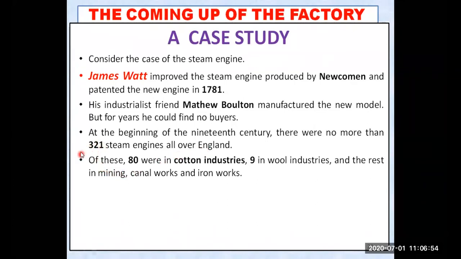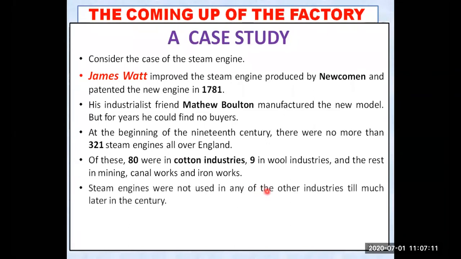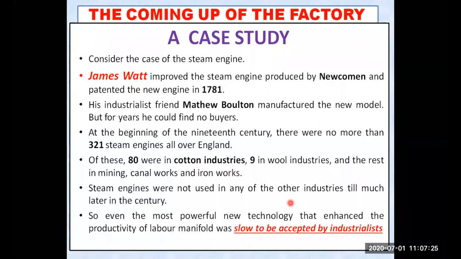Now, out of these 321 steam engines which were there in England at the beginning of the 19th century, 80 were in cotton industries, around 40%. 9 were in wool industries, and the rest in mining, canal works, and iron works. So that was the use of the steam engine at the beginning of the 19th century in England. Steam engines were not used in any other industries till much later in that century.